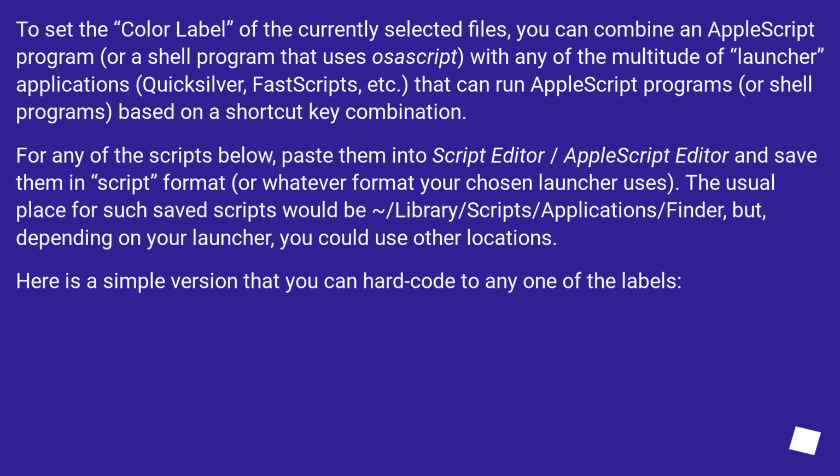To set the color label of the currently selected files, you can combine an AppleScript program or a shell program that uses osascript with any of the multitude of launcher applications, Quicksilver, FastScripts, etc. that can run AppleScript programs or shell programs based on a shortcut key combination. For any of the scripts below, paste them into Script Editor, AppleScript Editor, and save them in script format or whatever format your chosen launcher uses.